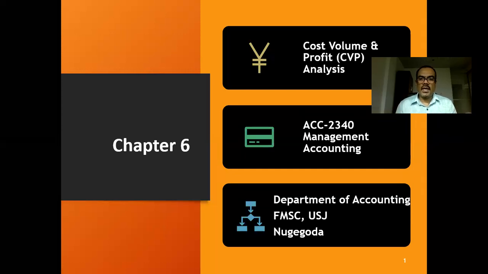this CVP analysis deals with a short time period. That is what we call short-term decision making. That time period is normally known as the relevant range. So decisions taken based on this particular analysis are within a relevant range.